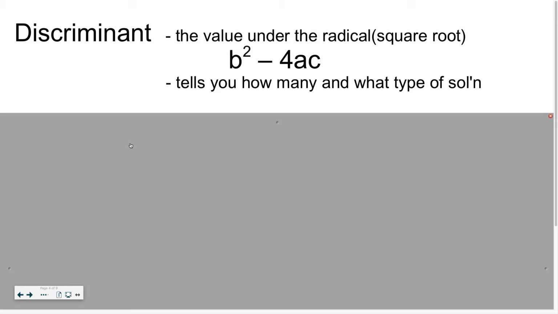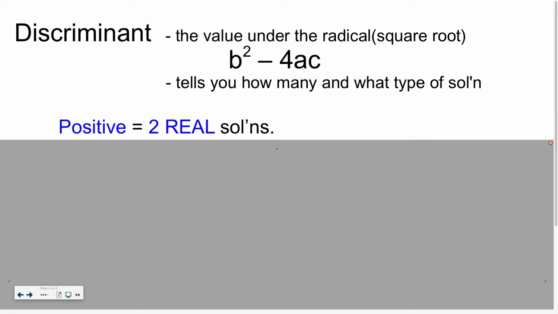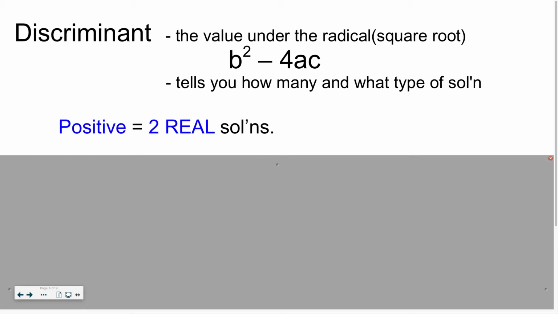And depending on what the value of the discriminant is, you know certain things about your solutions, like how many solutions you'll have and what kind of solutions they'll be. If the discriminant b squared minus 4ac is greater than 0, so a positive number, you will have two real solutions.